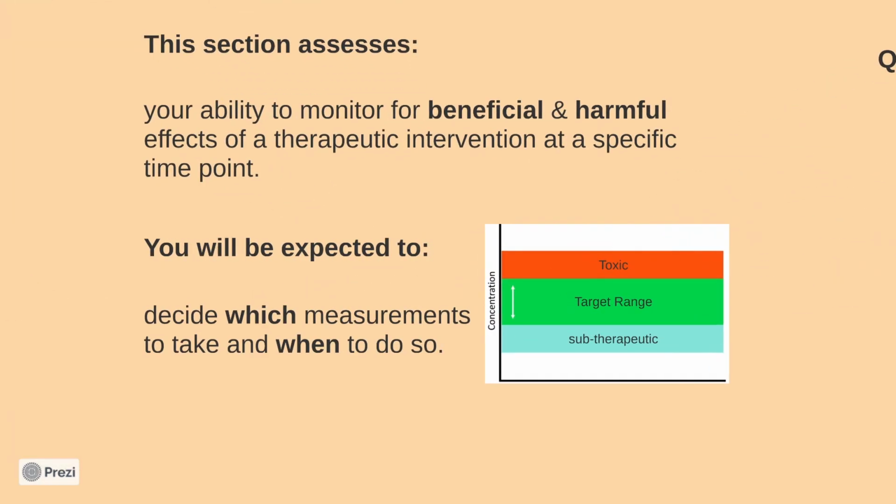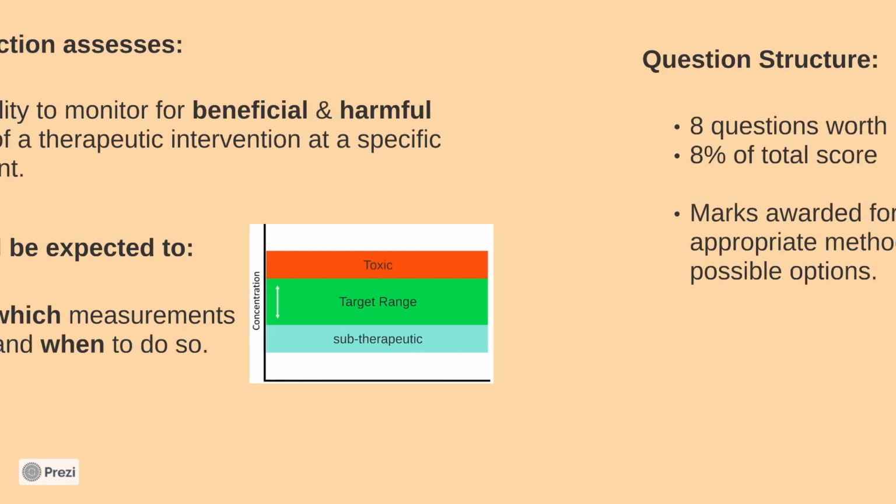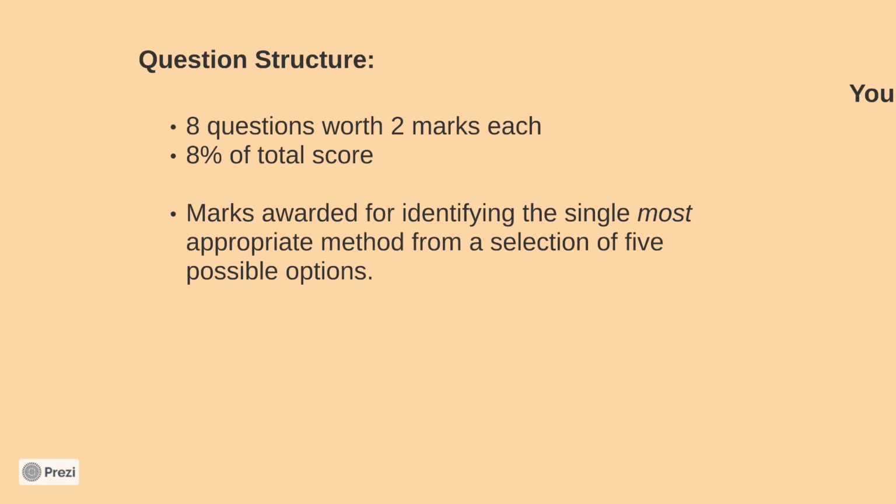This section assesses your ability to monitor for beneficial and harmful effects of medicines and to identify the most appropriate methods to do so. Common tasks involve deciding which measurement provides the most useful information in a given context and deciding when such a measurement should be taken. This often refers to a blood sample. In the PSA, this section comprises 8 questions worth 16 marks, or 8% of the entire exam.